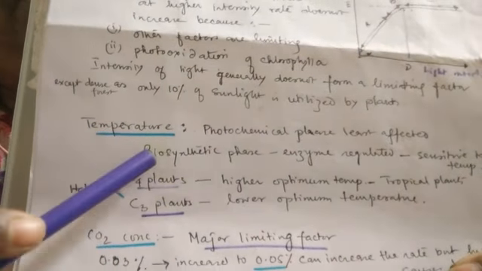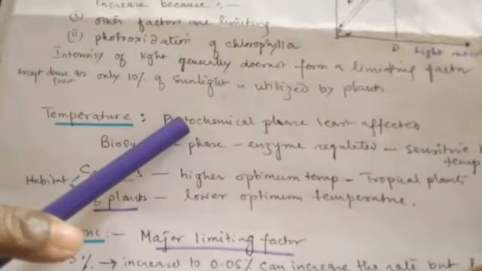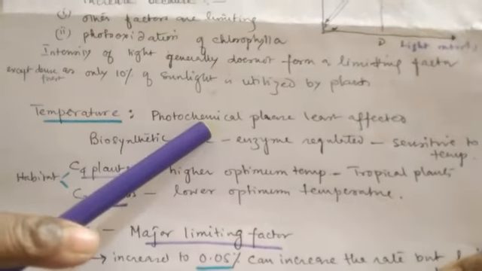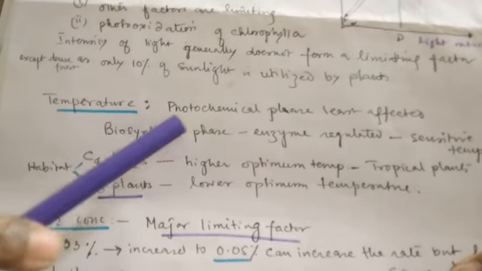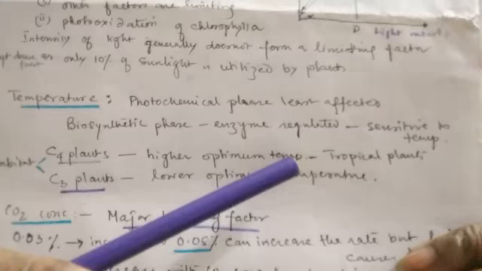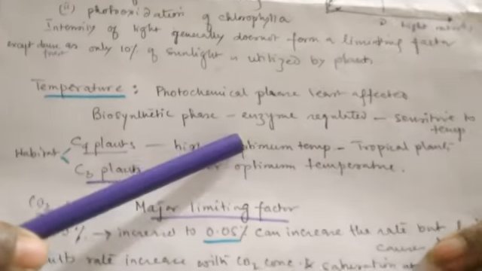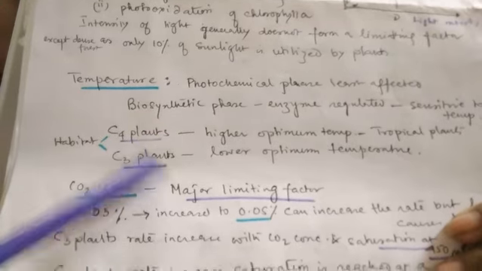Next is the temperature. Temperature is another important factor for photosynthesis. The two parts of photosynthesis are the photochemical reaction and the biosynthetic phase. The photochemical reaction is not very affected by temperature, but the biosynthetic phase, which is totally regulated by enzymes, is most affected by temperature, because all enzymes have an optimum temperature range which is required for enzymatic action. So temperature is very important for the biosynthetic phase.